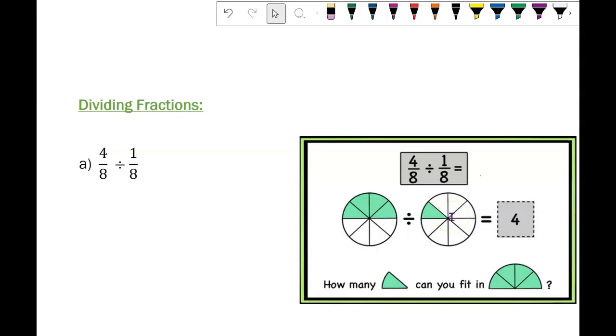So then you can think of yourself as asking the question of how many of this 1/8 slice can you fit into the previous 4/8? Well, if you think about it just looking at the slices like this, you can imagine there's 1, 2, 3, 4 of them. And so that's how you get the answer of 4 visually.